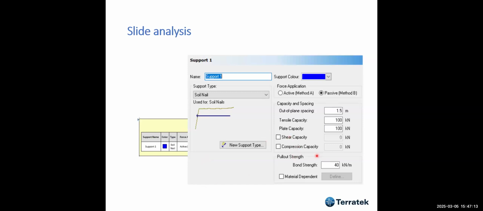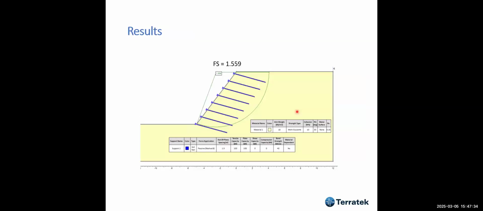Here we calculate the bond strength from the friction. You calculate this, you calculate the tensile capacity, the plate capacity, and the spacing. Usually the spacing we tend to use is 1.5 meters. And then the program easily calculates the factor of safety for you. And that's the kind of design that we do.